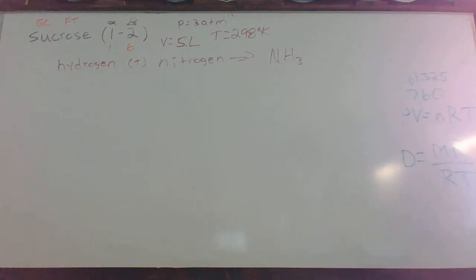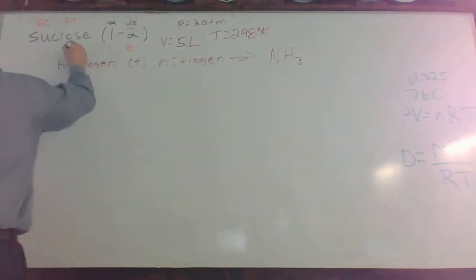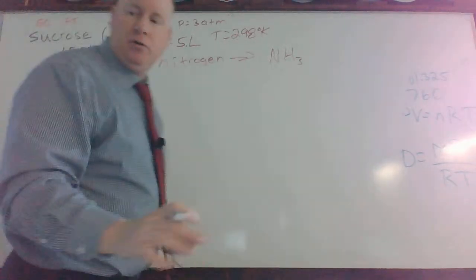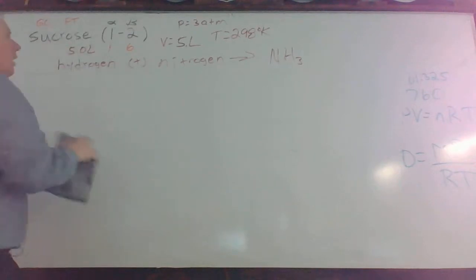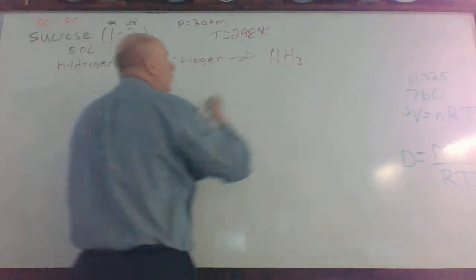Okay, so let's look at it. Let's say we had hydrogen. We have 5 liters of hydrogen. Okay, that'll make more, 5.0 liters of this. So then, how many grams of ammonia would be produced? Okay. Now, we can actually do this both ways.